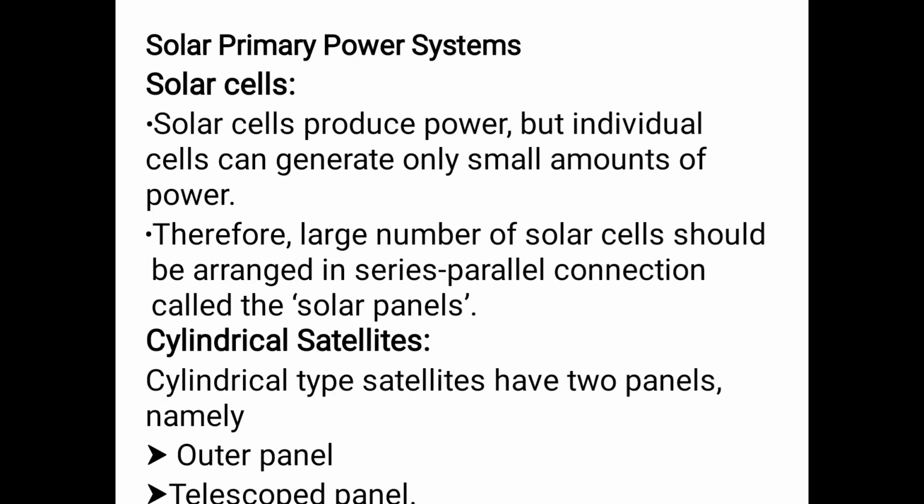Solar primary power system. Solar cell. Solar cells produce power, but individual cells can generate only a small amount of power. Therefore, a large number of solar cells should be arranged in series and parallel connection, called the solar panel.